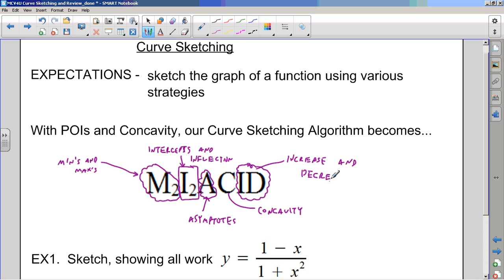And I almost think of M2I2 acid as a checklist. I've got to make sure when I've done a sketch, have I placed the minimums and maximums? Have I placed the points of inflection? It's almost like a checklist. And just like before when we had our curve sketching algorithm, we'll find out that we don't need to do all of them perhaps to get a clear picture. For instance, the one we did in the warm-up didn't have any asymptotes. So we skipped the A part altogether, right?